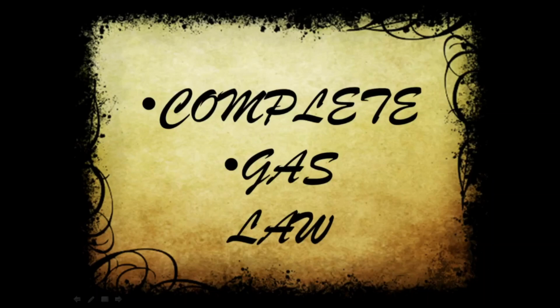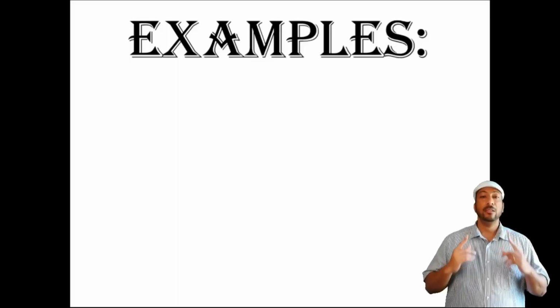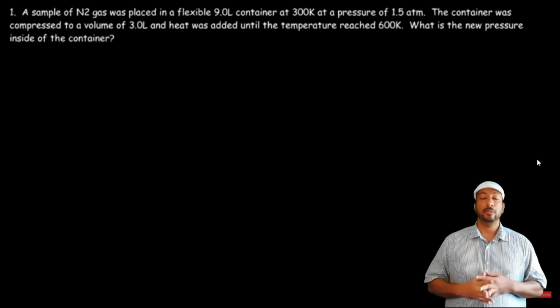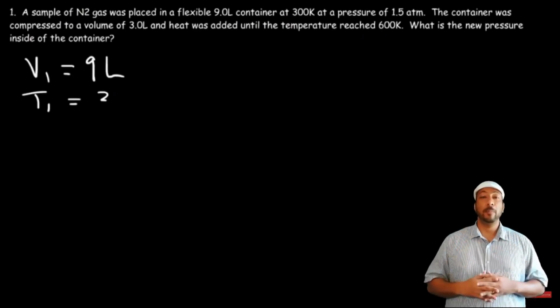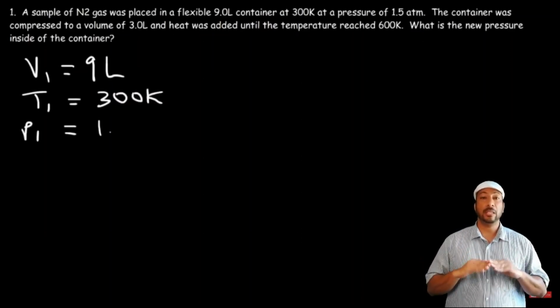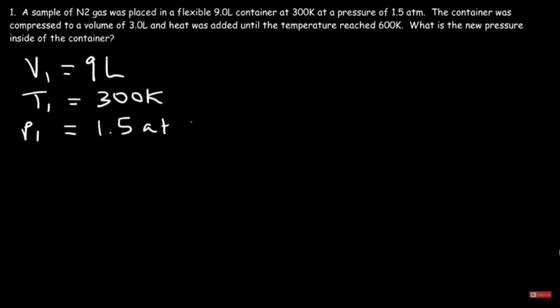The complete gas law. So let's get to some examples. Let's write down what we know. V1, the original volume, is 9 liters. T1 is 300 Kelvin. And P1 is 1.5 atm.